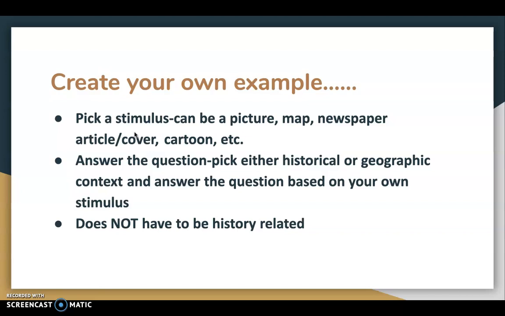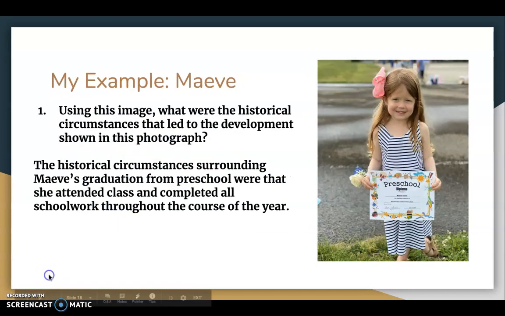It does not have to be history related. Remember, this is a history class, right? We're prepping you for a social studies class, but in terms of what we're going to be doing the next few weeks, we're really focusing on skills. So if you pick something personal, that's fine. So I'll show you an example of mine.